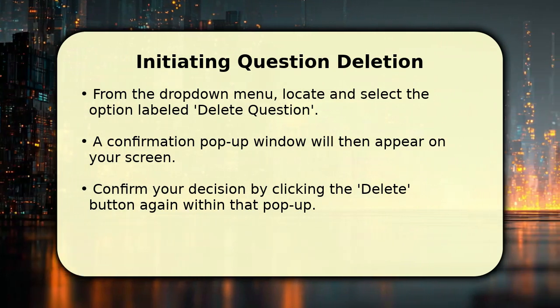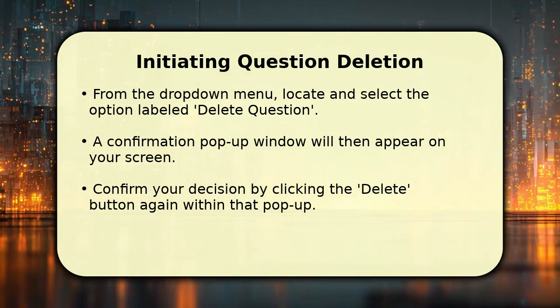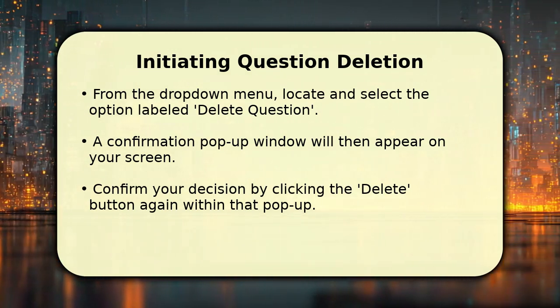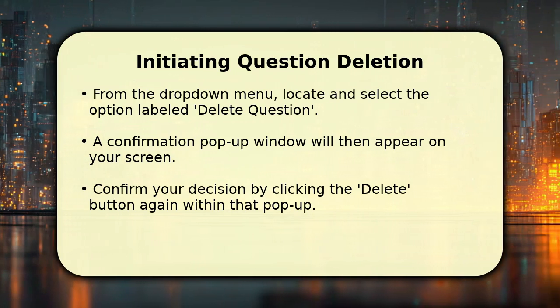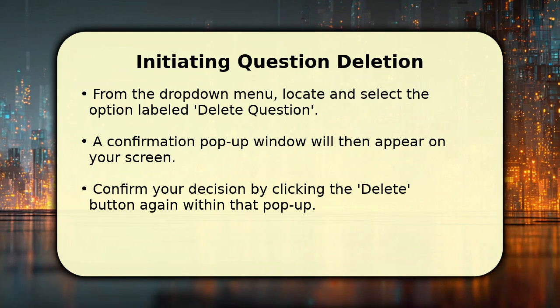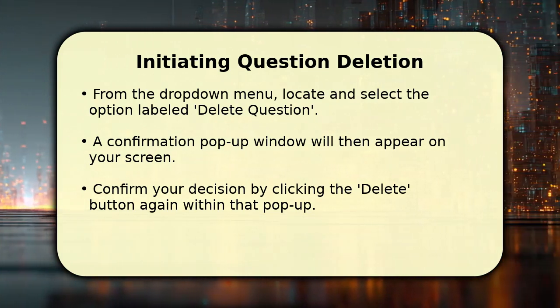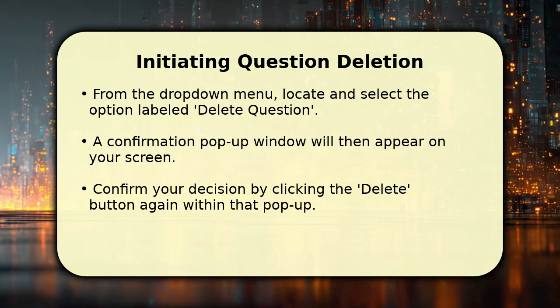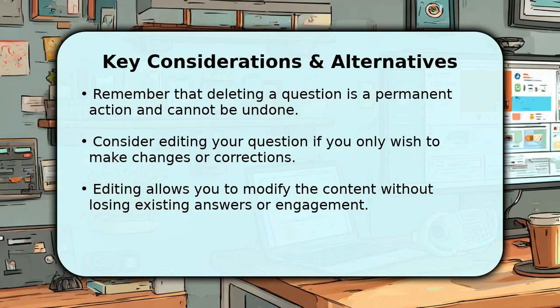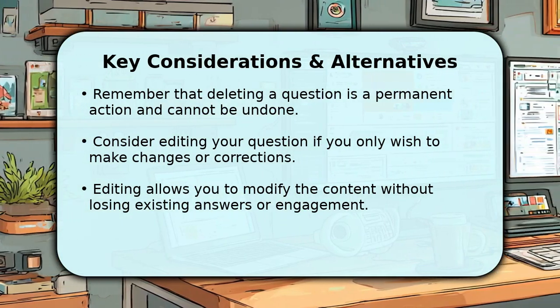After clicking this, a confirmation window will appear, asking you to confirm your decision to remove the content. Read this prompt carefully to fully understand the implications of permanent removal. Confirm your choice by clicking Delete again, and your question will be immediately removed from Quora. The process is irreversible once confirmed and completed. Remember that deleting a question is a permanent action and cannot be undone once confirmed.